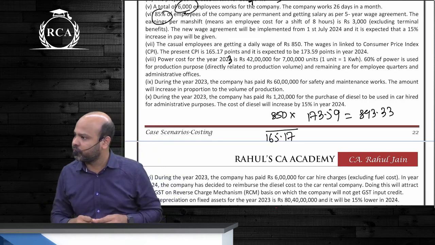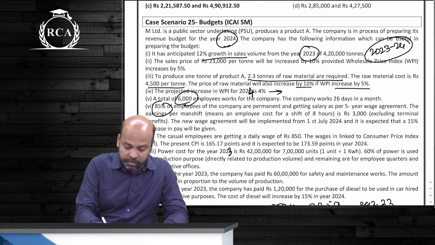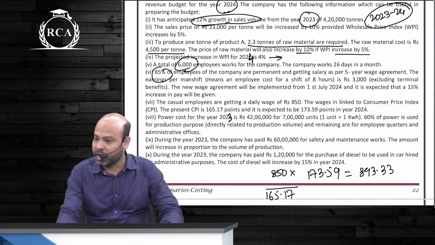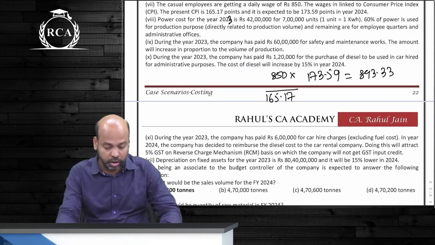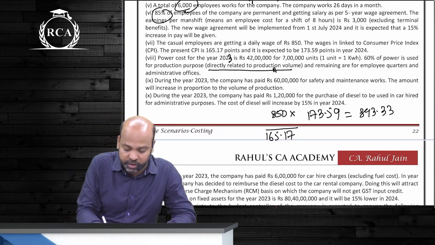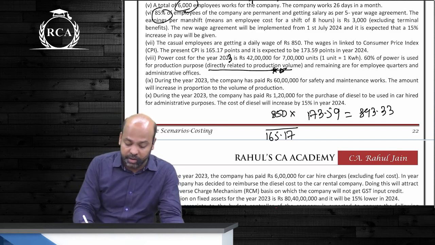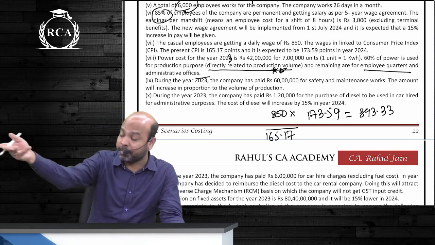Why will it increase by 12%? Your production is increasing by 12%. Are we not producing 12% more? So don't you think, because this is directly related to production volume as such, guys, my power cost also should increase by 12%. The remaining are for employee quarters and admin office. That will remain constant.